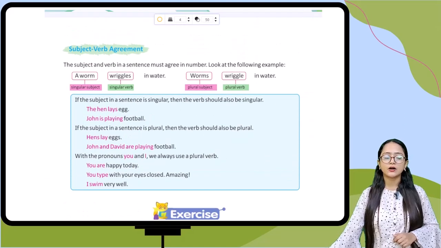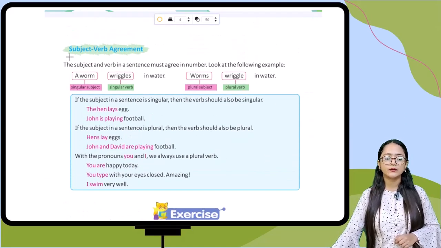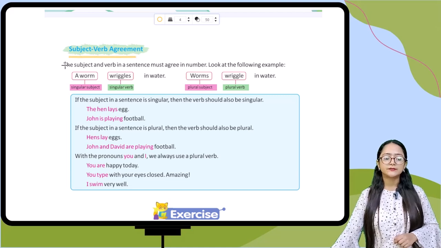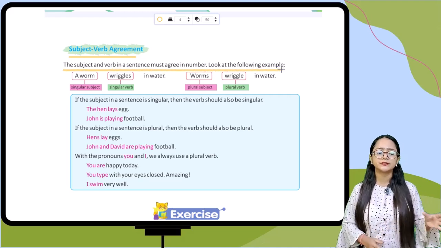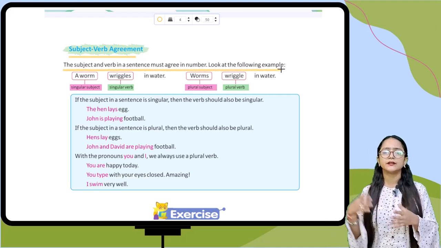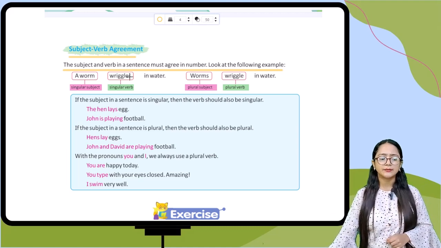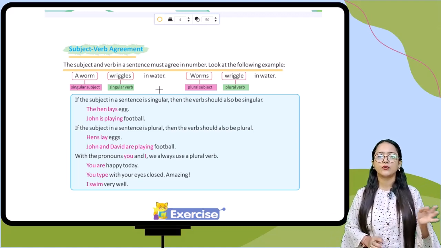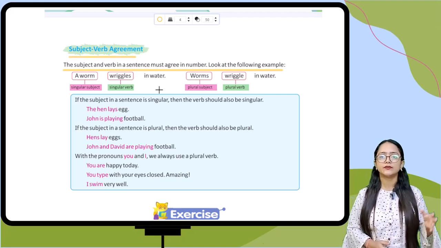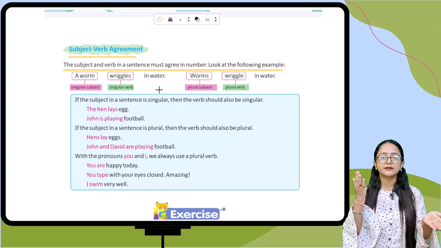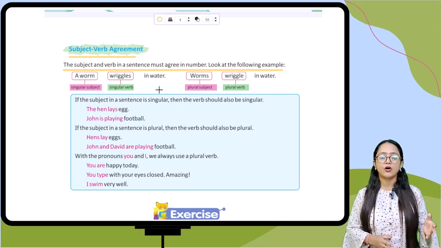Now let's talk about, students, subject verb agreement. The subject and verb in a sentence must agree in number. Look at the following example. Basically the subject and verb in a sentence must agree in number. The example given is, a worm wriggles in water. Here a worm is a singular subject, wriggles is a singular verb. So both the subject and the verb should agree in number. A worm wriggles in water.